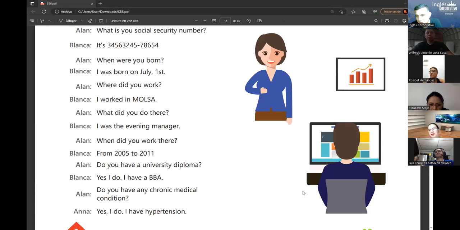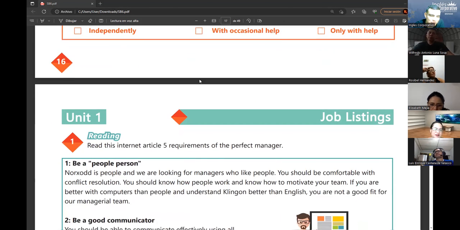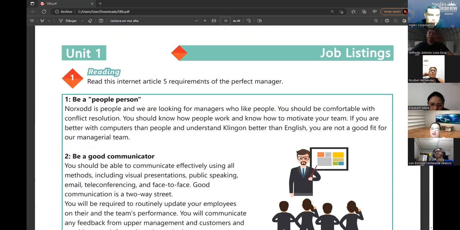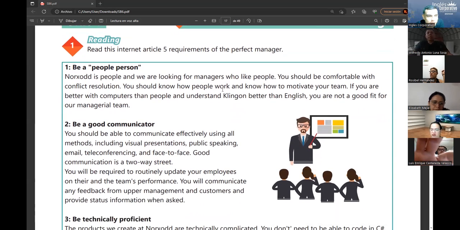Excellent. Very good. Okay. Now let's continue. Now we have unit one, reading. Read this internet article, 5 requirements of the perfect manager. Lea este artículo de 5 requerimientos del gerente perfecto. Okay, it says be a people person. Be a people person. It says.